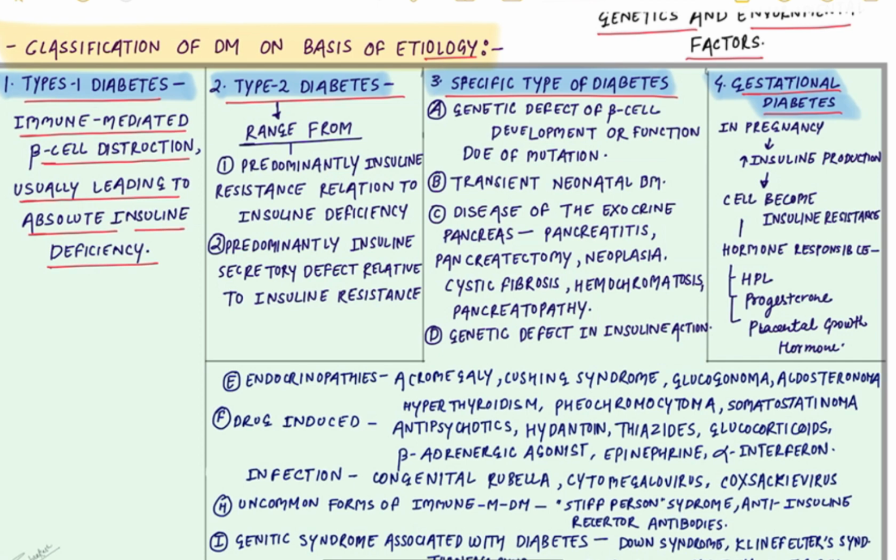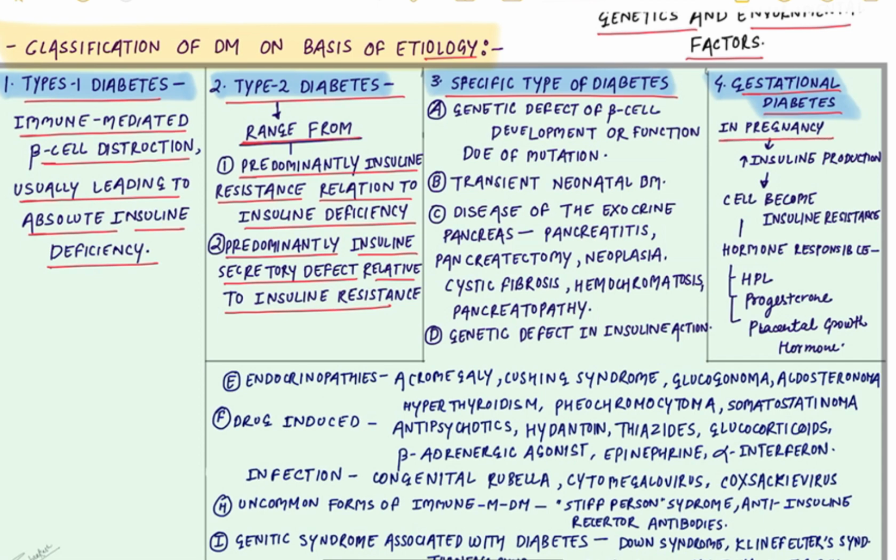And type 2 diabetes is a wide range from, first, predominantly insulin resistant relative to insulin deficiency, and second, predominantly an insulin secretory defect relative to insulin resistance. Third is specific types, and fourth occurs in pregnancy.